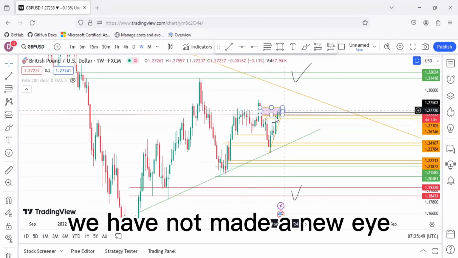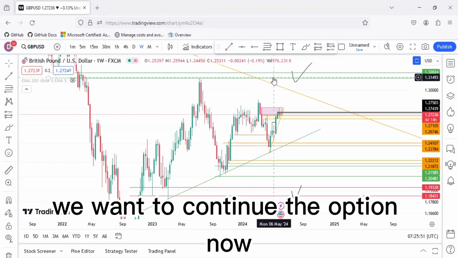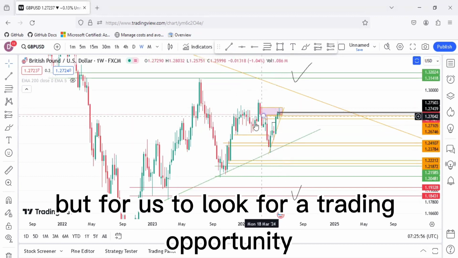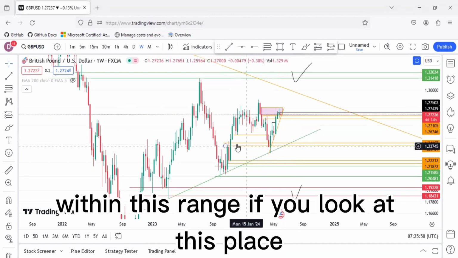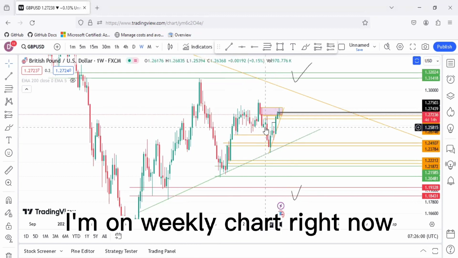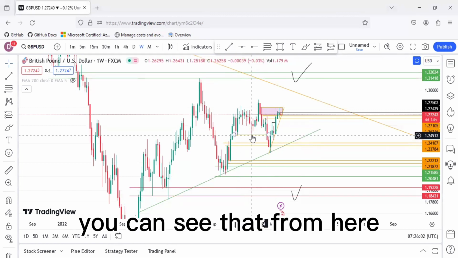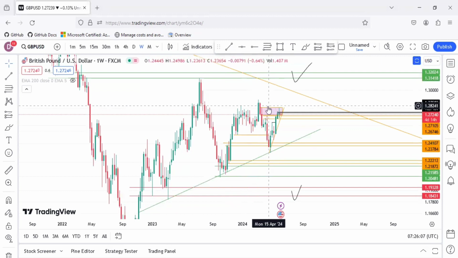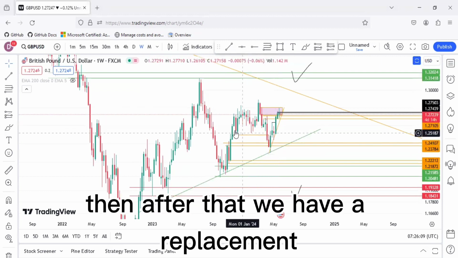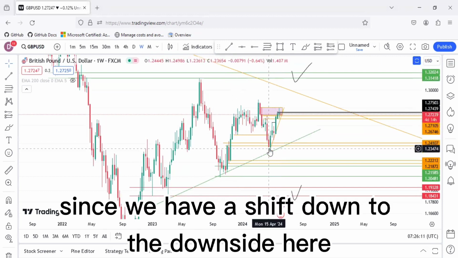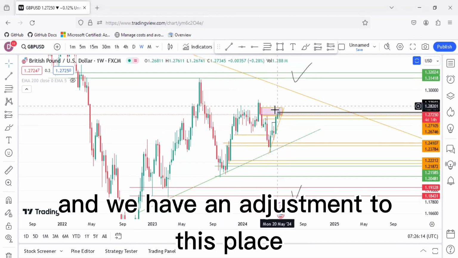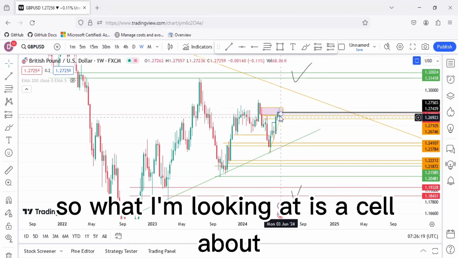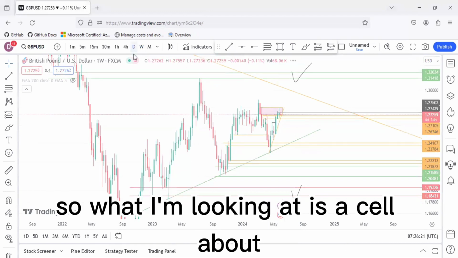We have not made a new high, so we can't really say we want to continue the uptrend or the downtrend, but we are ranging now. But for us to look for a trading opportunity within this range, if you look at this place, I'm on the weekly chart right now. You can see that from here, we have a shift to the downside. Then after that, we have a retracement. Since we have a shift to the downside here, and a retracement to this place, that means from this place, what I'm looking at is a sell opportunity.